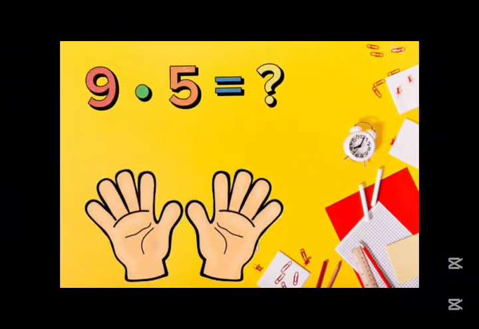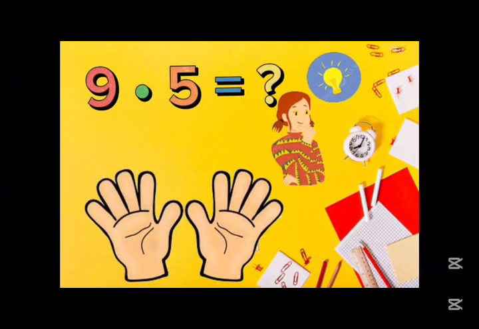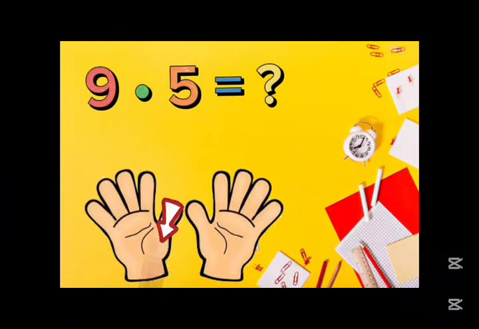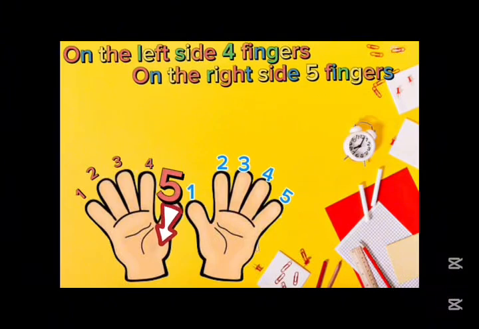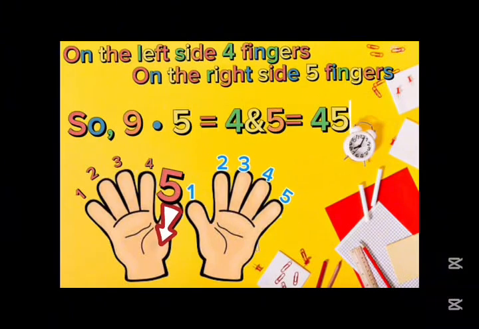9 times 5 equals... 1, 2, 3, 4, then 1, 2, 3, 4, 5. On the left side, 4 fingers. On the right side, 5 fingers. So 9 times 5 equals 4 and 5, 45.